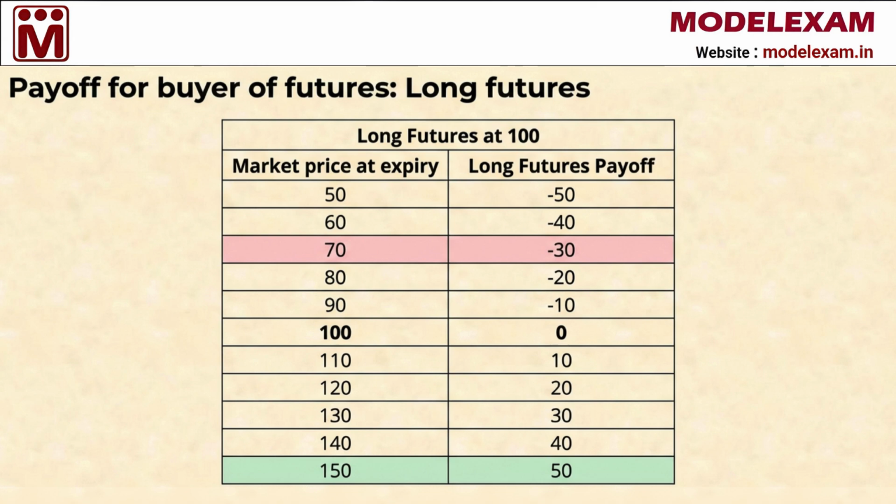We can see this clearly if we look at a table of numbers. If you are long at 100 rupees and the market price drops to 50, you have a minus 50 payoff. If it sits at 80, you have a minus 20 payoff. At exactly 100, you haven't made or lost anything, which is your break-even point. As the price rises to 120 or 150, your profit grows to 20 or 50 rupees respectively.